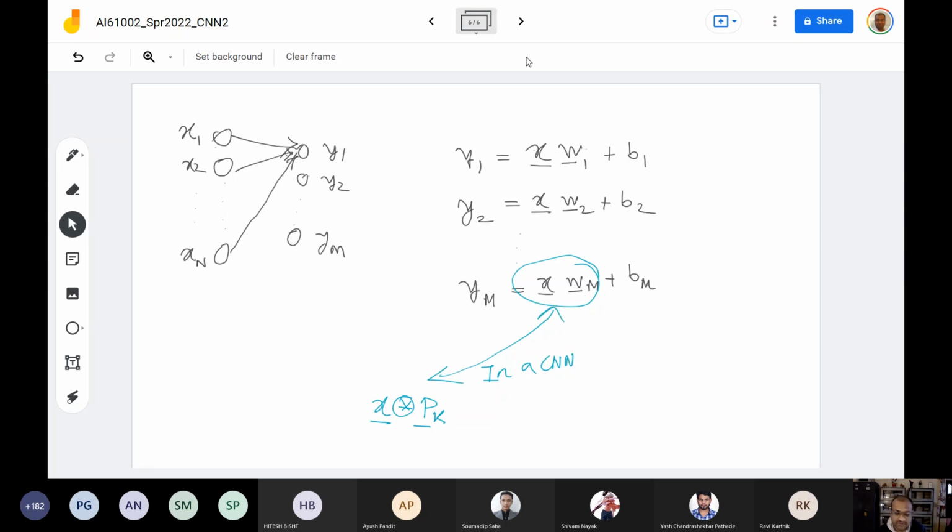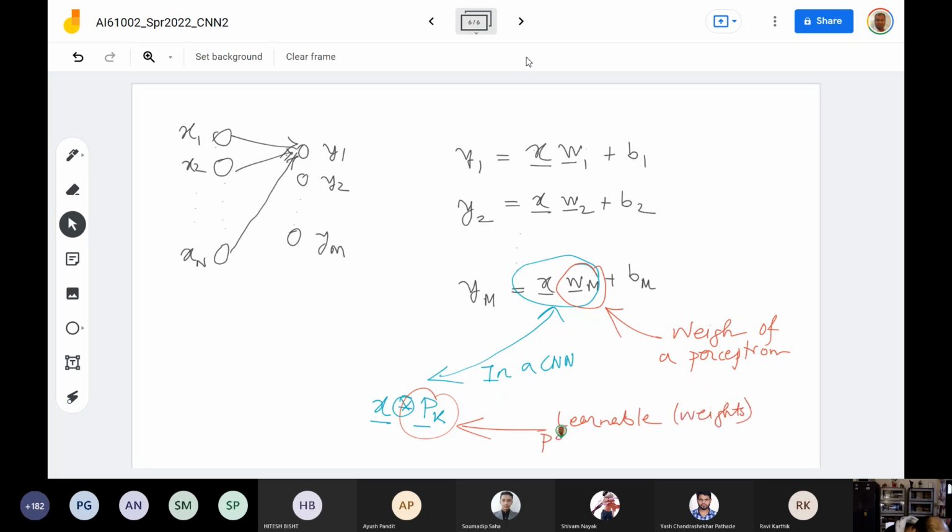So I'm just representing that as a convolution. Now if I do that, then this one, which is the weight of a perceptron, now here this becomes the learnable weights or parameters of a CNN neuron, a convolutional neuron. Is this parallel clear to you?